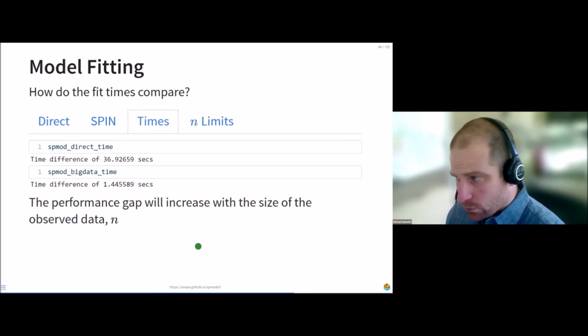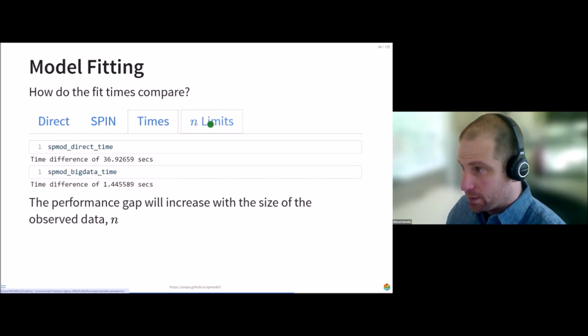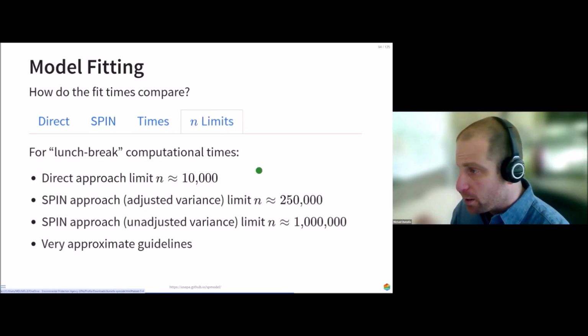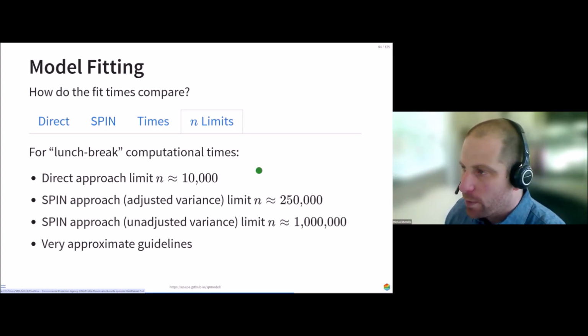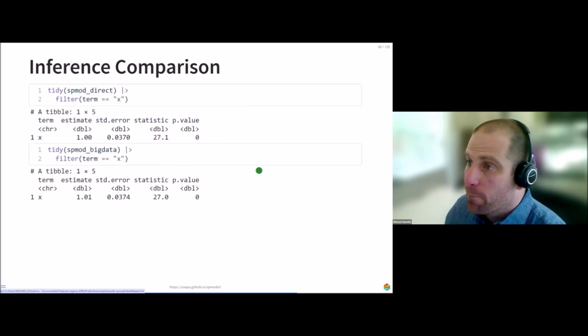This performance gap really increases with the size of the observed data. We warn you, if your observed data are more than 5,000 rows, we say this is going to take a while, you should think about switching. For lunch break computational times, for the big data approach, I would say anywhere from 250,000 to 1 million for your lunch break, depending on what variance estimator you use. You can learn more about that in the documentation.